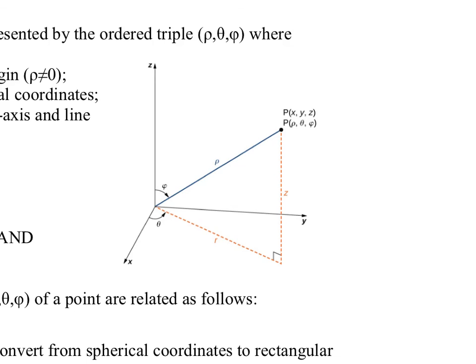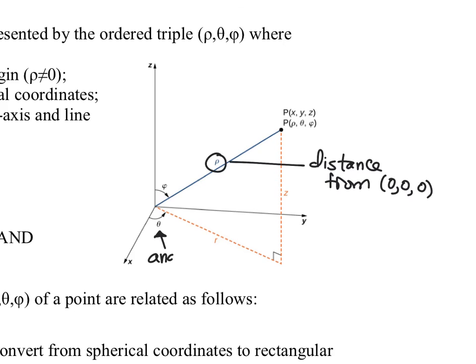All right, so that rho value is the distance from 0, 0, 0. The theta is the angle from the x-axis, and the phi is the angle from the z-axis.